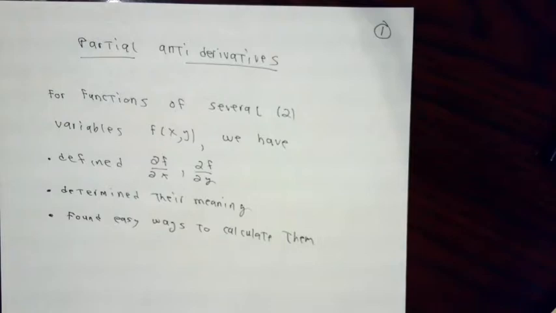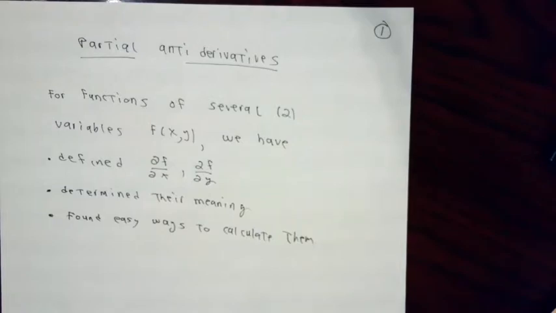We have defined the partial derivative of f with respect to x and of f with respect to y in terms of limits, as is customary. We have determined the meaning of these things. The first one is the slope of the surface z equals f of x and y in the x direction. The other is the slope of that surface in the y direction.